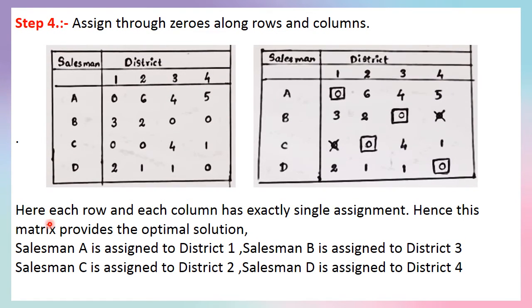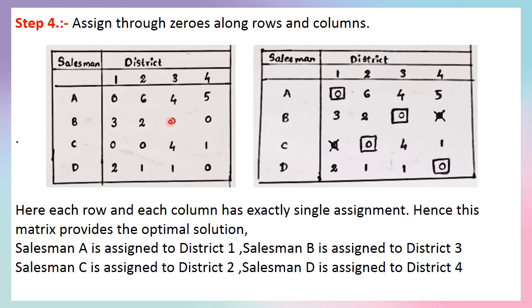In step 4, we assign through zeros along rows and then columns. First, we observe each row. If there is only a single zero in any row, we will assign that 0. So here the first row contains exactly one 0, so we can make the assignment, that is by enclosing that 0 in a box, and then cross out the remaining 0 in the respective column. Here this 0 is in the first column. There is one 0 in the first column other than this assignment, so we cross out that 0.